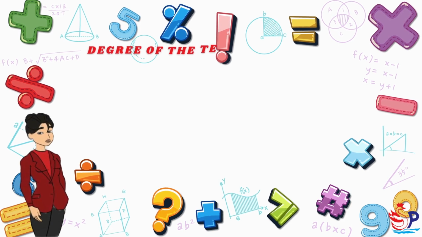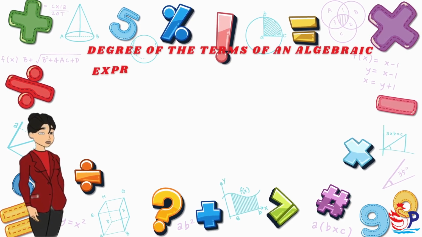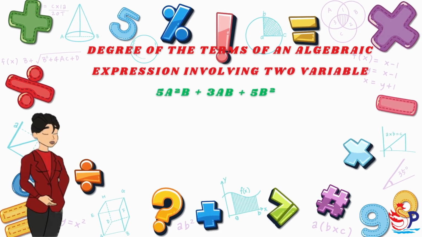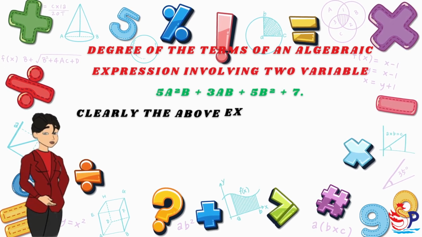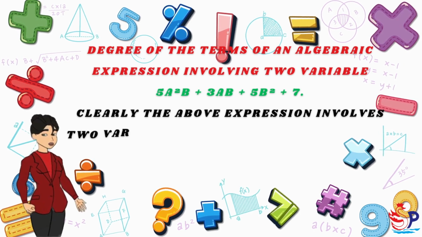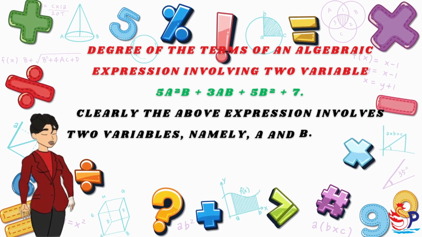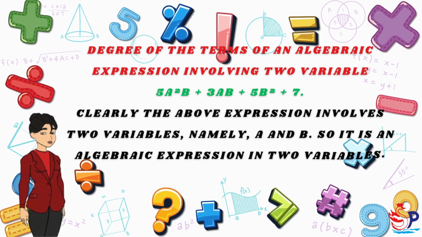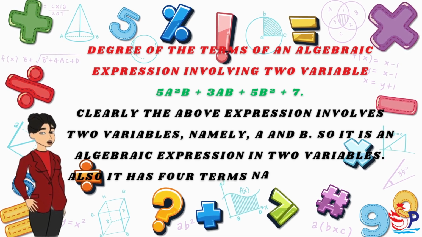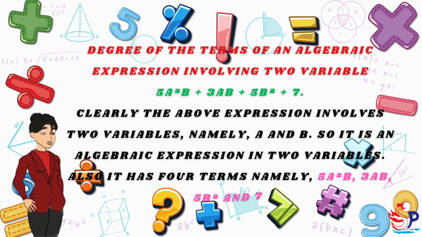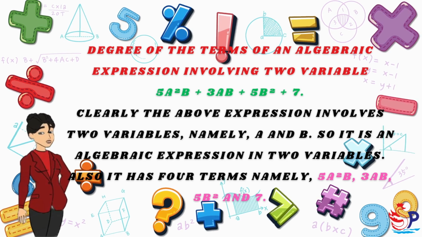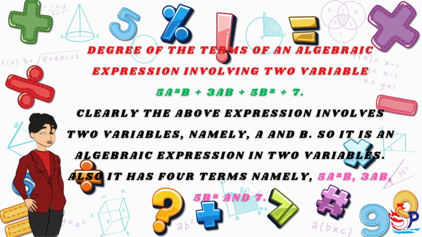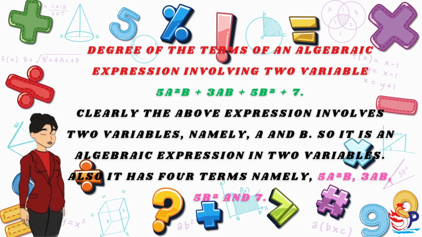Degree of the terms of an algebraic expression involving two variables. 5 a power 2 b plus 3ab plus 5b power 2 plus 7. Clearly the above expression involves two variables, namely a and b. So it is an algebraic expression in two variables. Also it has four terms, namely 5 a power 2 b, 3ab, 5b power 2 and 7.